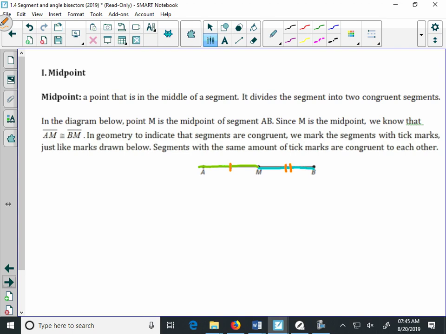Okay? But if they both have 1, then that means they're the same. They're congruent. They're the same distance. Okay? Questions over that?